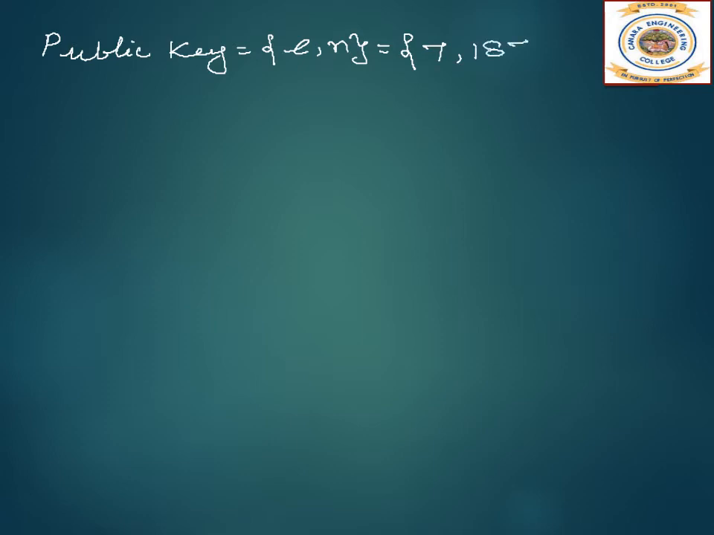So what is the public key? Now we are done with the calculations of the public and private keys. So the public key is {E, N}. What is E? E is 7 and N is 187. Next, what is the private key?